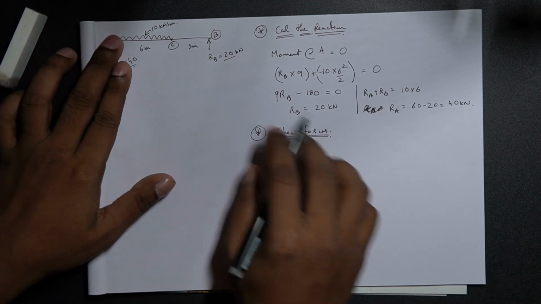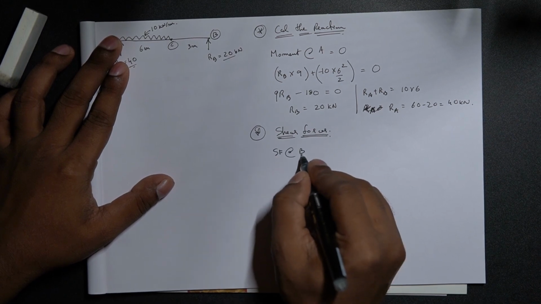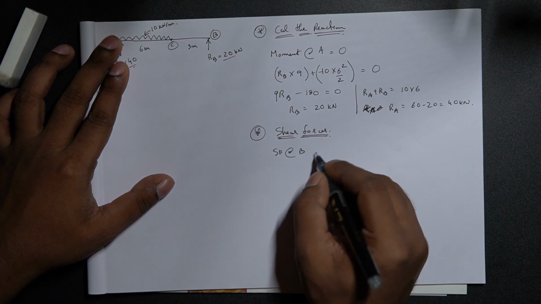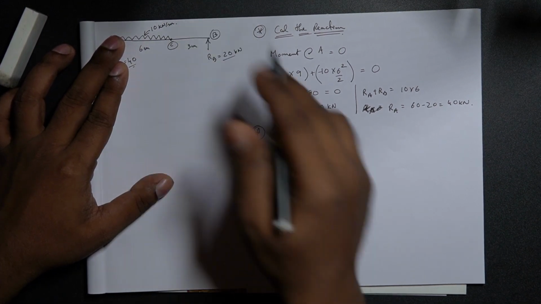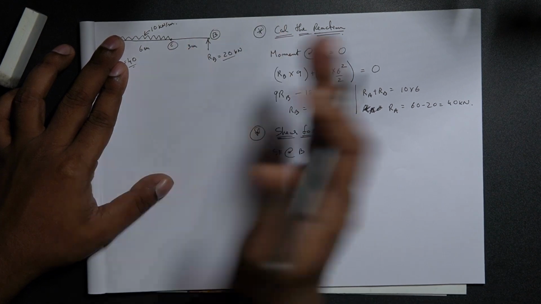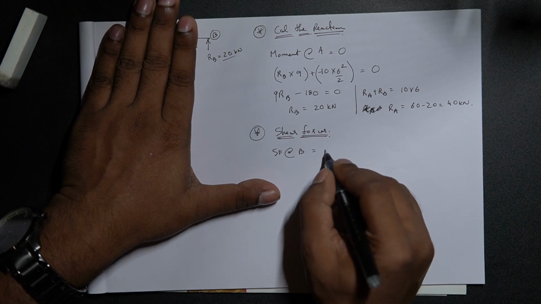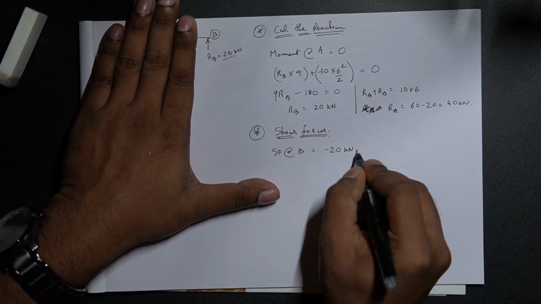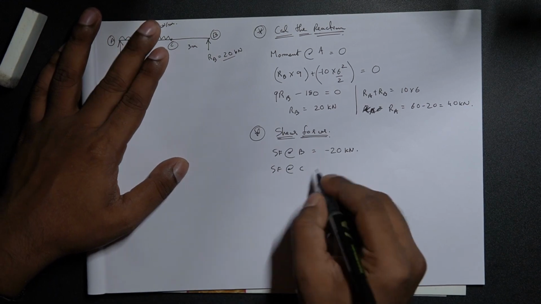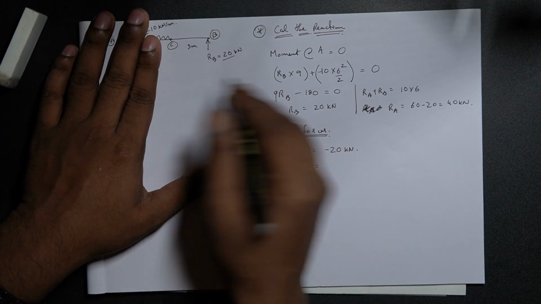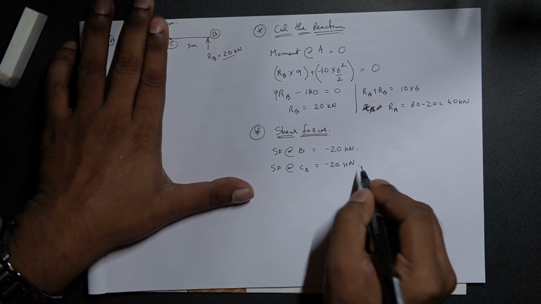To calculate the shear force, let's start with the shear force at point B. Now we know the shear force at point B is a point load, that is RB, which is acting from down to top, 20 kilonewtons, on the right hand side of the section, so it is minus 20 kilonewtons. It is negative. Shear force at C, towards the right, should be the same because nothing has changed in between, so it is minus 20 kilonewtons again.